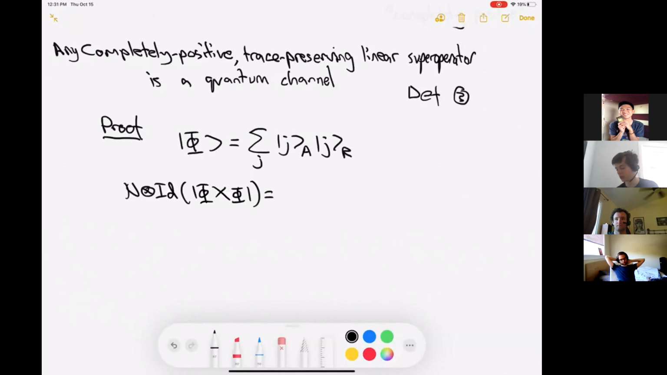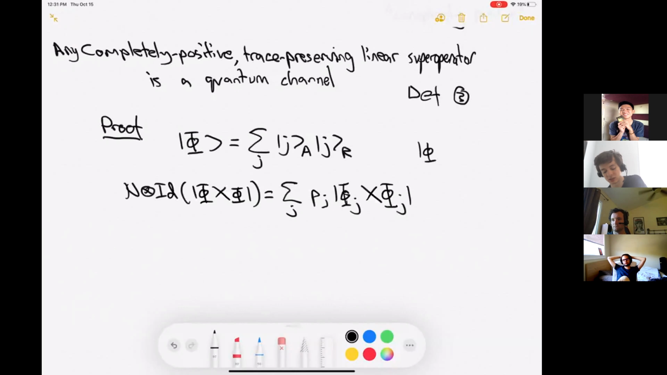Because the channel is completely positive, this output has to be a positive operator. So this can be written as a sum over j, pj, phi j, where phi j is some state in HB tensor HR. Okay. So we've used the fact here that it was completely positive. Otherwise, some of these eigenvalues could be negative.